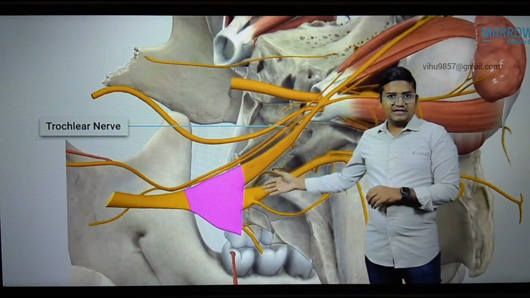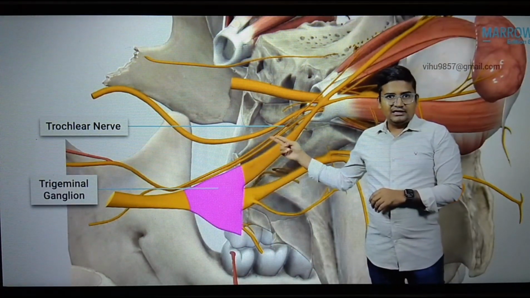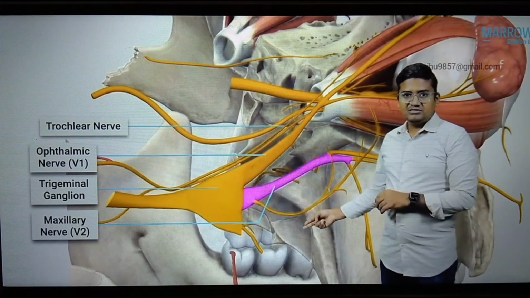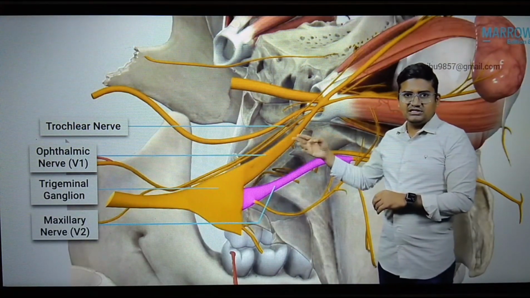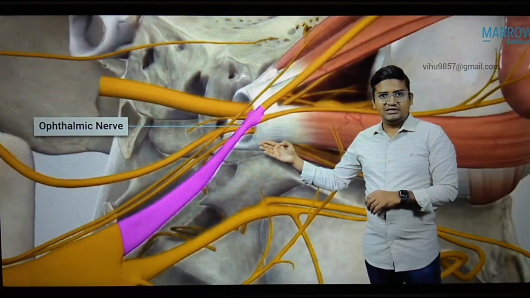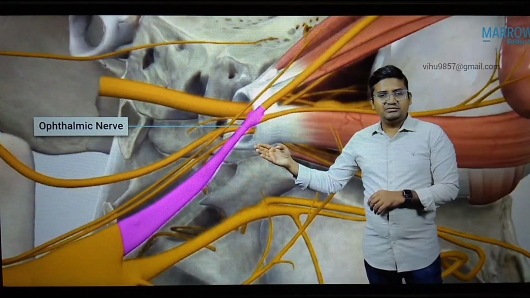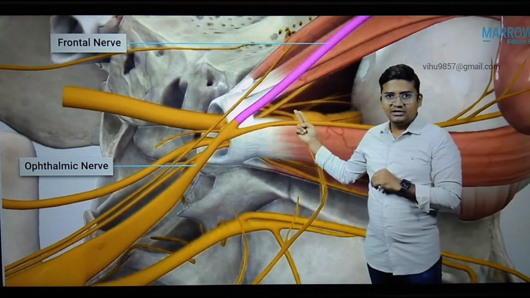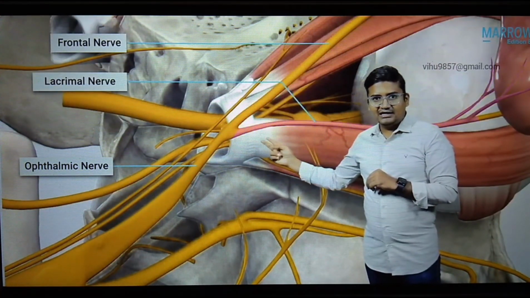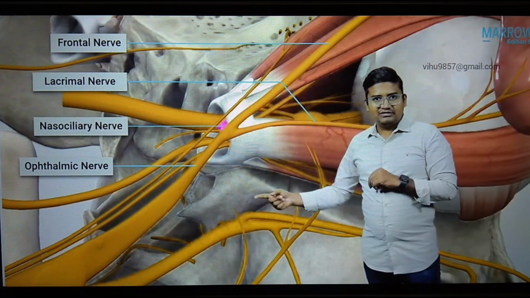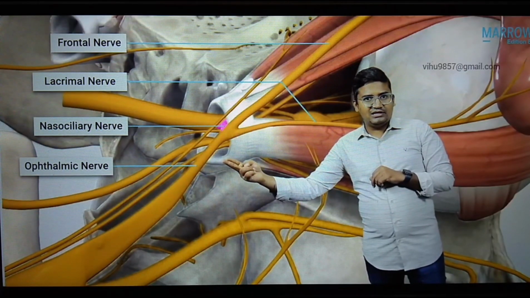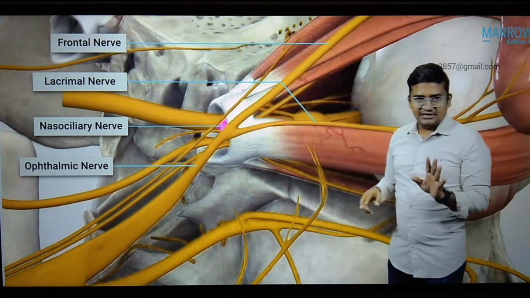Now see, this is our trigeminal ganglion. And this is our ophthalmic nerve. This is the maxillary nerve. And below is the mandibular nerve, which we have removed. Now the ophthalmic nerve will give 3 branches: our frontal nerve, the lacrimal nerve, and the nasociliary nerve. Can you see the nasociliary nerve here, going inside the common tendinous ring? Just now we have seen that.